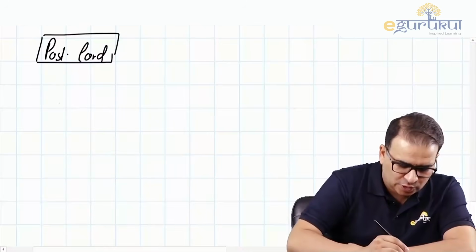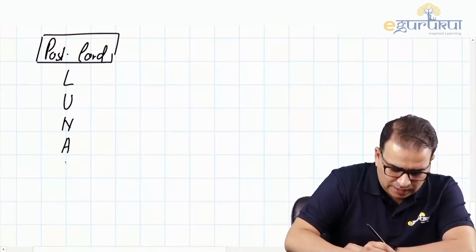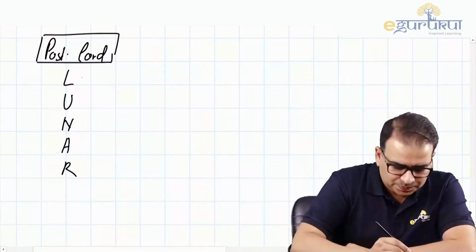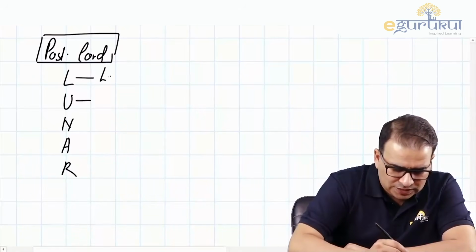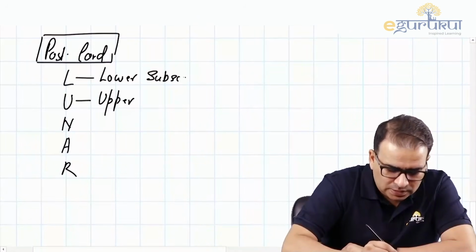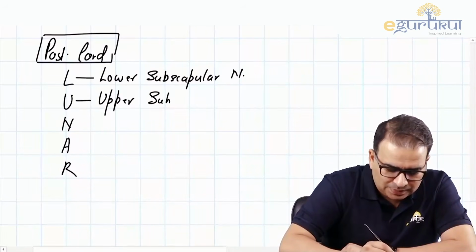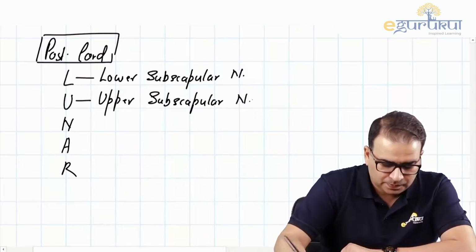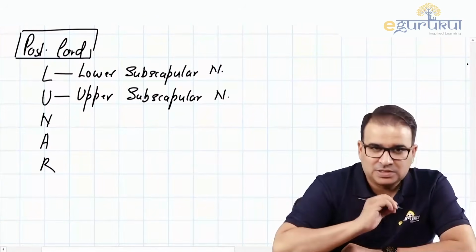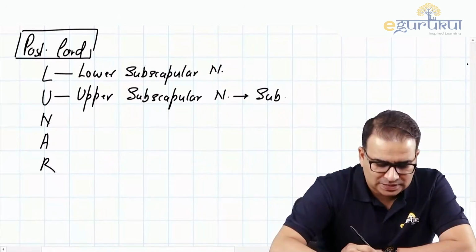What did we say the branches of posterior cord are? I said LUNAR. Do you remember? L-U-N-A-R. These are the 5 branches coming from posterior cord. Where L and U stand for lower and upper subscapular nerve. That is the lower subscapular nerve. And this one here is the upper subscapular nerve. Now let me first talk about these two only, guys. Upper subscapular nerve supplies the muscle subscapularis, and that's it.